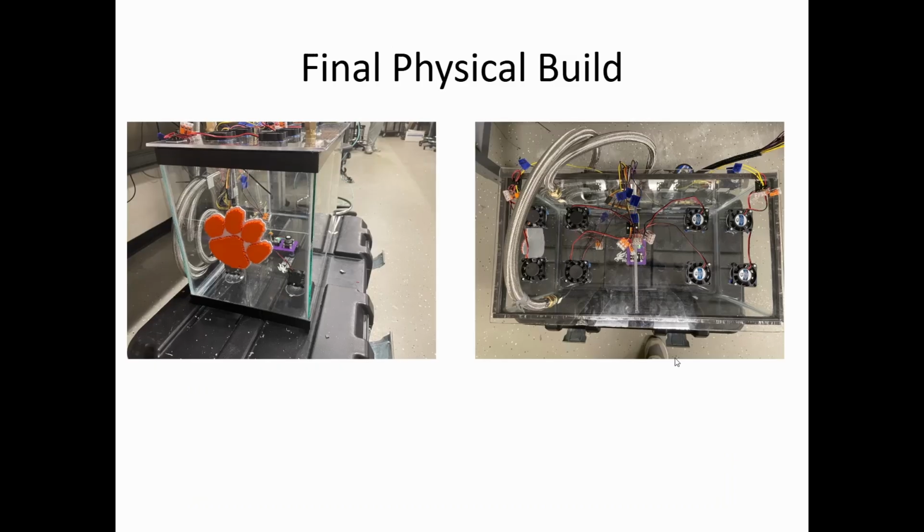Continuing our physical build, this is our tank. What we can see here is a glass fish tank fitted with a custom acrylic top molded to hold our fans and our input valves. You can see that we have a U-shaped acrylic divider in the middle, and that's to distinguish between the input and the exhaust sides of the tank.